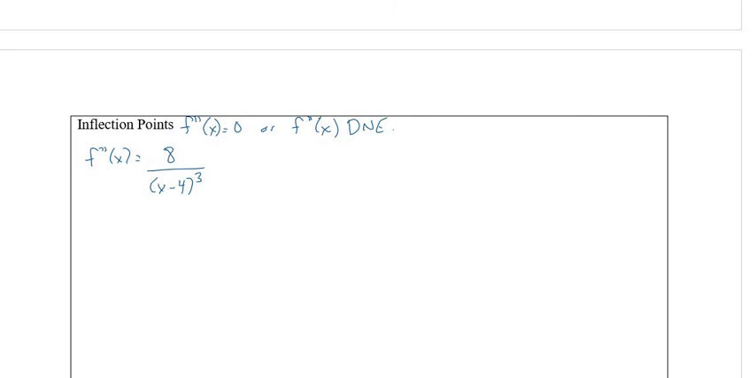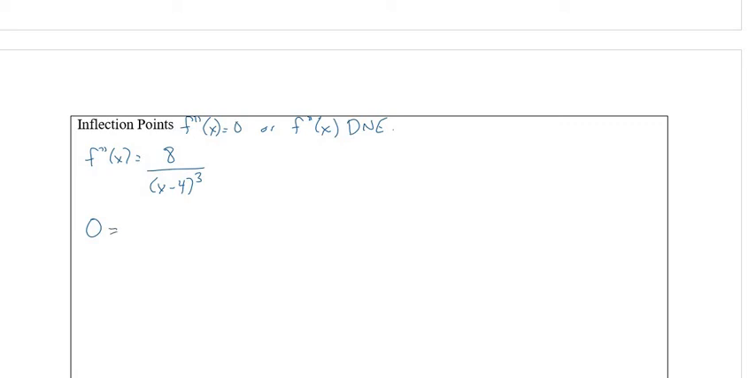And lastly, let's talk about the inflection points. So we said we need to find the spots where the second derivative is equal to 0 or it doesn't exist. And again, I've done the quotient rule for you. Luckily, this one simplifies very nicely. It becomes 8 over (x minus 4) cubed. So that's pretty easy to do.